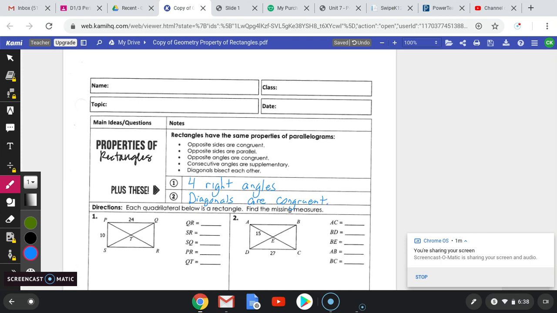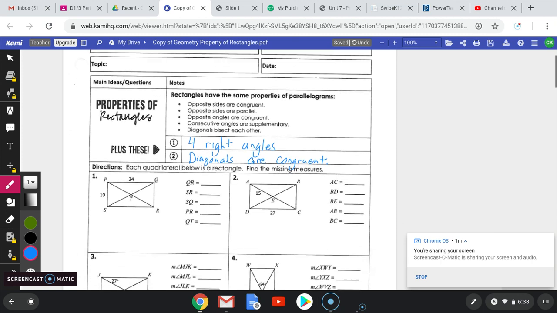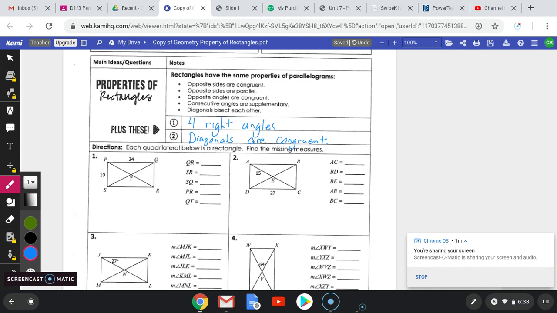So unlike a parallelogram, where before we couldn't say that since that diagonal was 22, then the other diagonal had to be 22, in rectangles now you can make that assumption. So adding more properties actually helps, for the most part, the math.